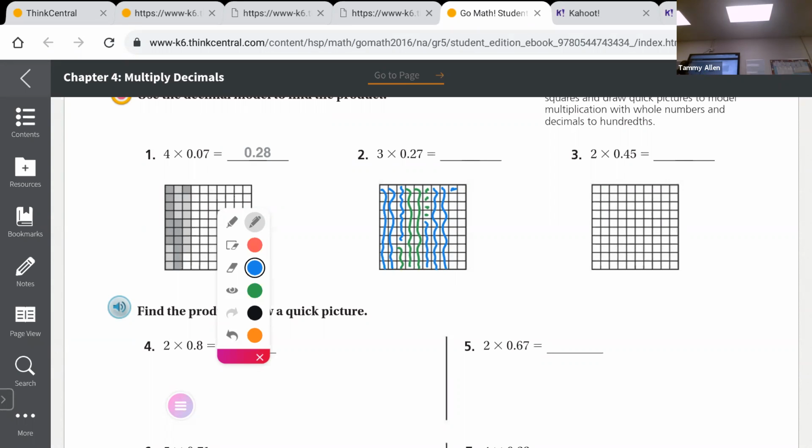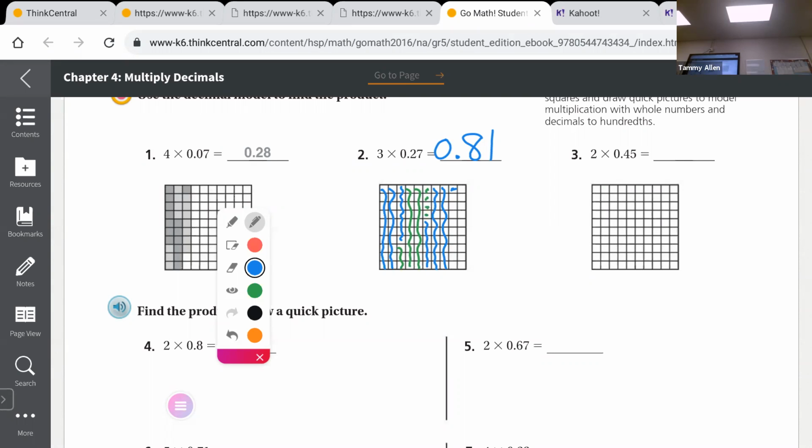How many squares did we have shaded in? We had 81 squares shaded in, and because it's out of 100, it would be 81 hundredths. Are you on 243? Okay. All right. Questions on that?